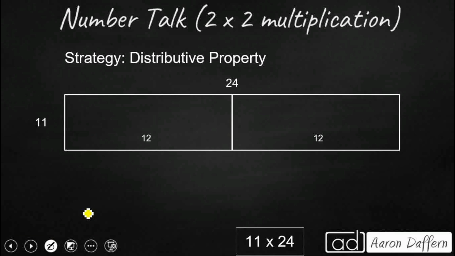So the first thing we could have done is to use our distributive property to break apart one of our factors into two smaller addends to help us get some partial products. It just makes multiplication a little bit easier.